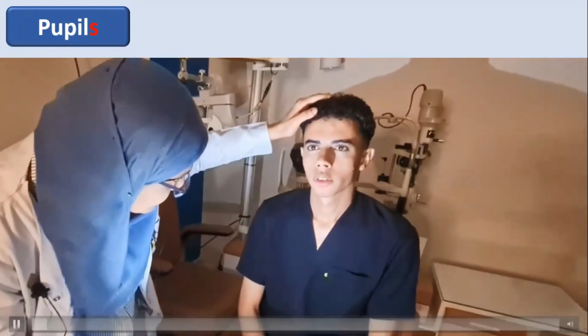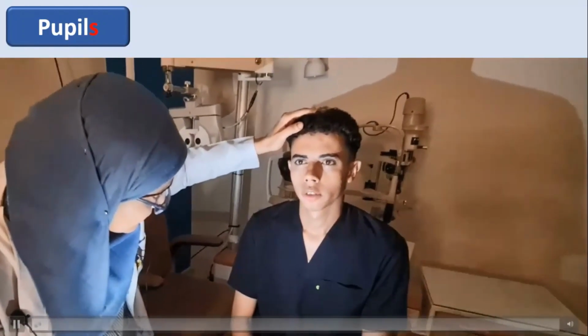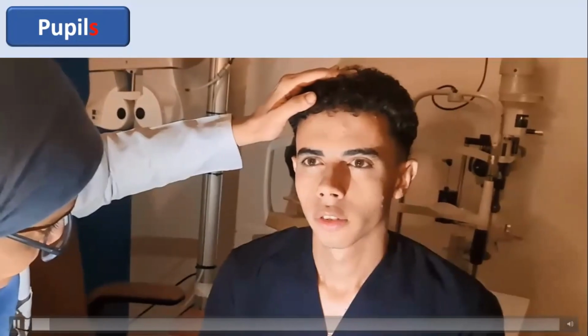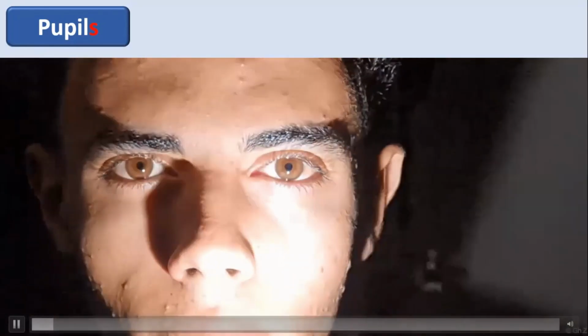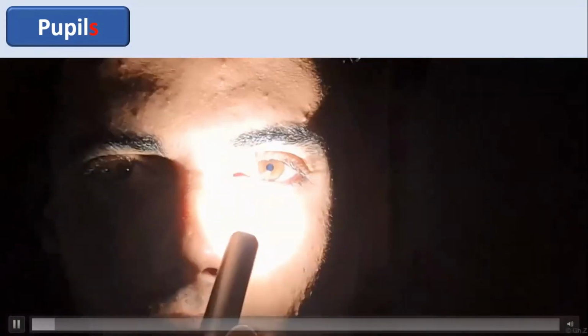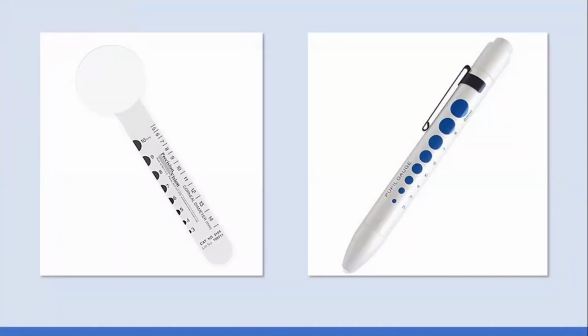So after that, since the lights are turned off, you will see right now me doing the swinging flashlight test. I was lucky because this volunteer had a light colored iris, so it's very easy to check the pupil in such cases. It might be challenging in patients with dark pigmented iris. Pupil assessment will be covered in neuro classes. Just a small comment about the pupil.